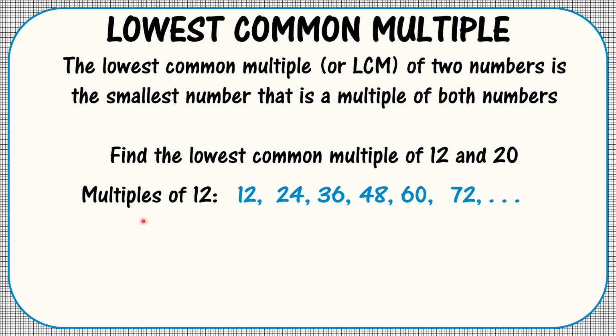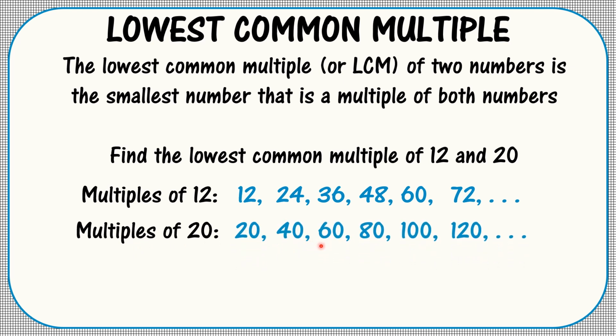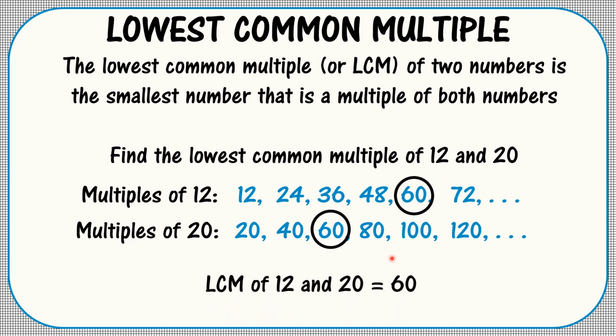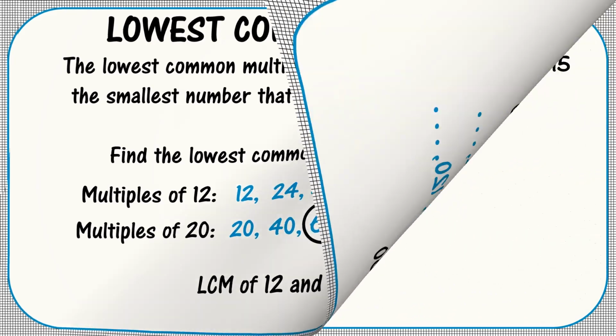And you write a few multiples of 20. Multiples of 20 are 20, 40, 60, 80, 100, 120, and so on and so forth. Then you see which is the smallest number that appears in both of the lists. In this example, it is the number 60. So we would say that the lowest common multiple of 12 and 20 is equal to 60.